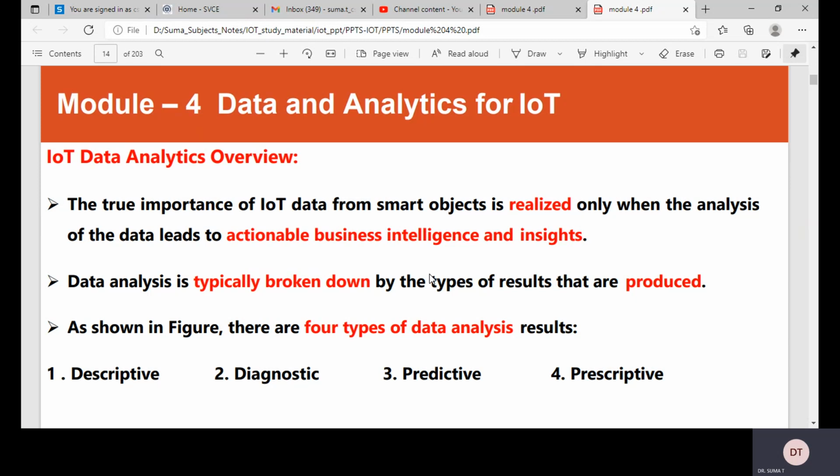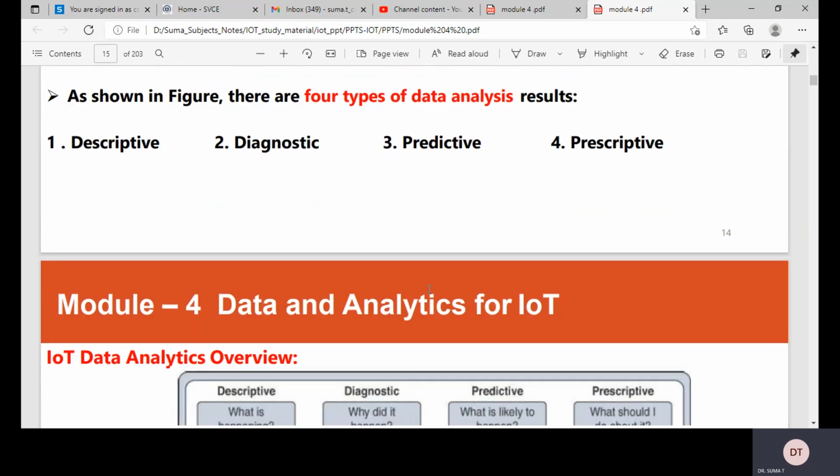So we have discussed data analytics for IoT. Next we are going to study the overview of the IoT technologies, that is, IoT analytics. What we have studied are four kinds of data analysis: descriptive, diagnostic, predictive, and prescriptive.